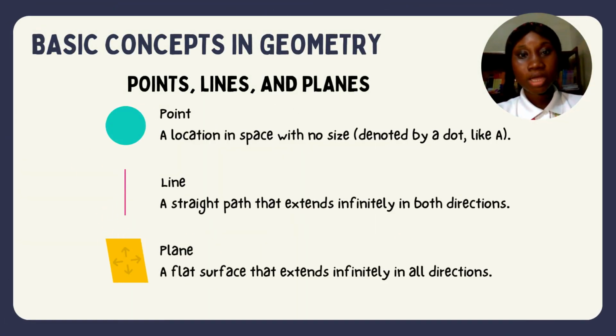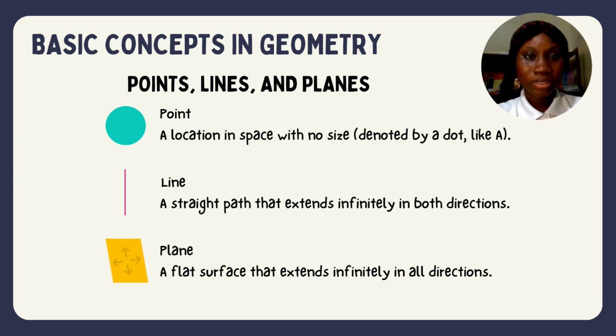So let's look at some basic concepts in geometry. Like I said, geometry has to do with shapes, size, angles, and what have you. Now, the basic concepts in geometry are the things that form or bring about the shapes, the angles, the sizes that you have in mathematics. So these are the things that form the basis of all of those things.